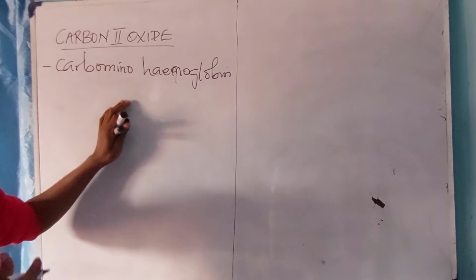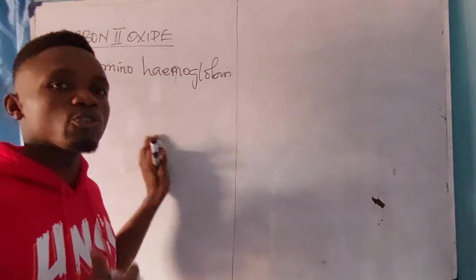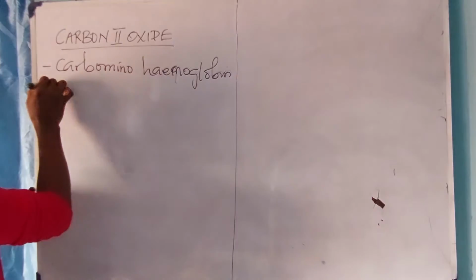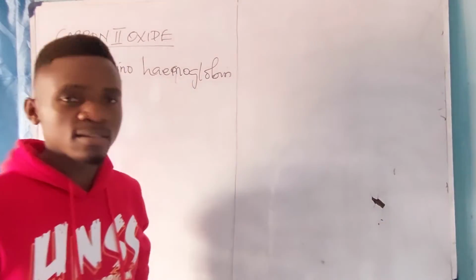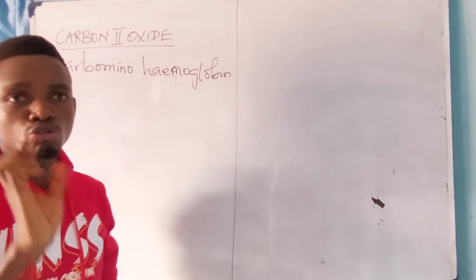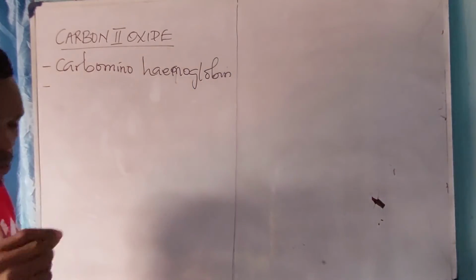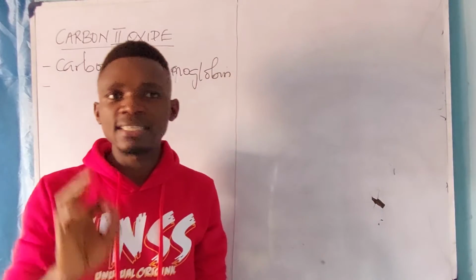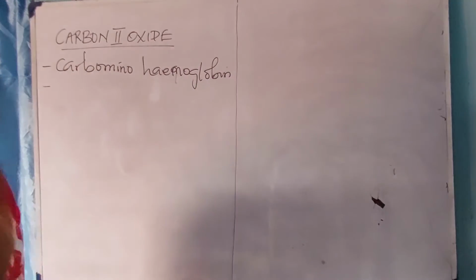When is carbon 2 oxide said to be dangerous? It is said to be dangerous when it competes with oxygen in the blood. Secondly, it is a colorless and odorless gas. It is actually a neutral gas. It is non-soluble in water. It is less dense than air.